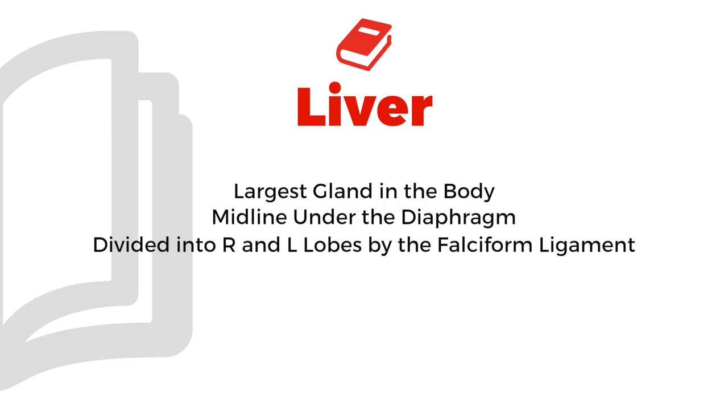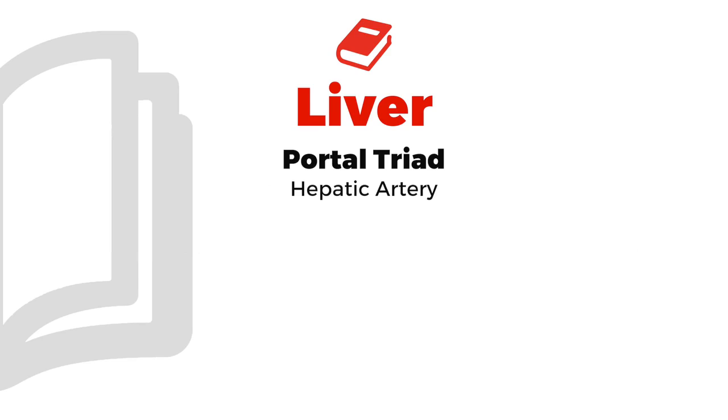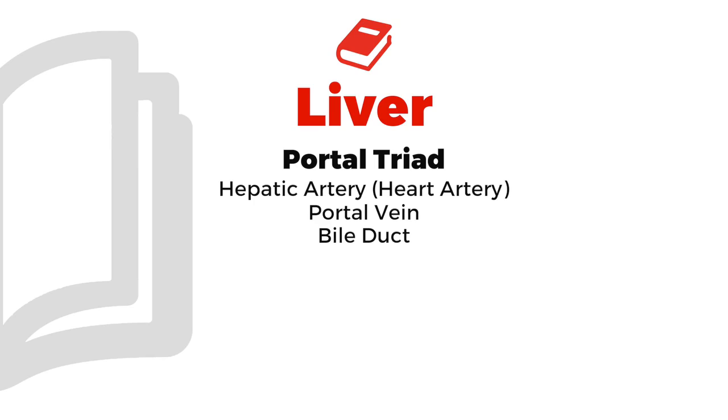That's some of the key basic points. But really where you want to spend your time is going to be looking at blood flow and looking at the portal triad. So you remember the portal triad is 3 parts: hepatic artery, portal vein, bile duct. When you think of hepatic artery, say heart artery. Hepatic artery is the heart artery. It's going to bring oxygen from the heart down to the liver. The portal vein, say, transports. Portal vein transports nutrients from the GI tract to the liver.